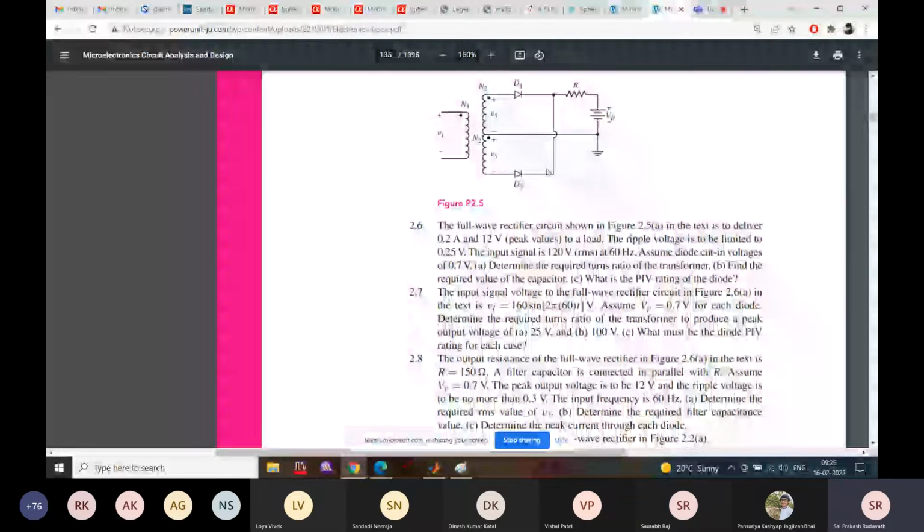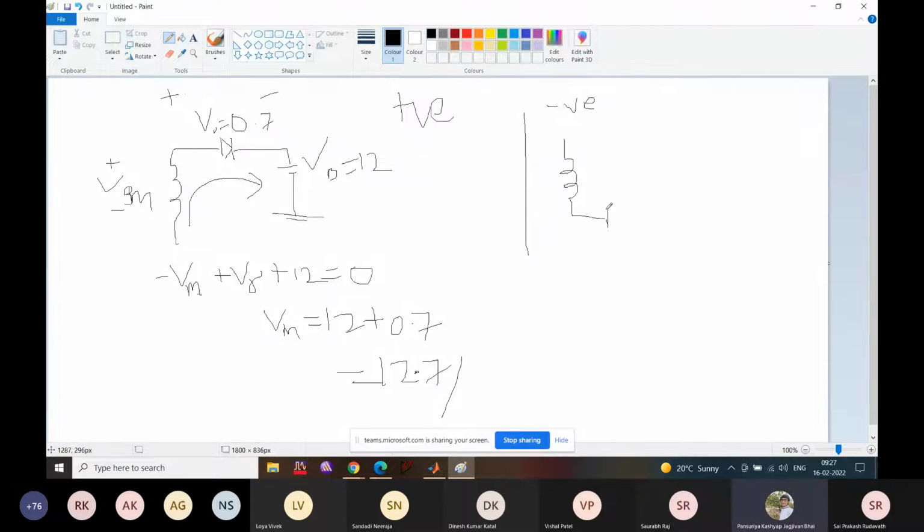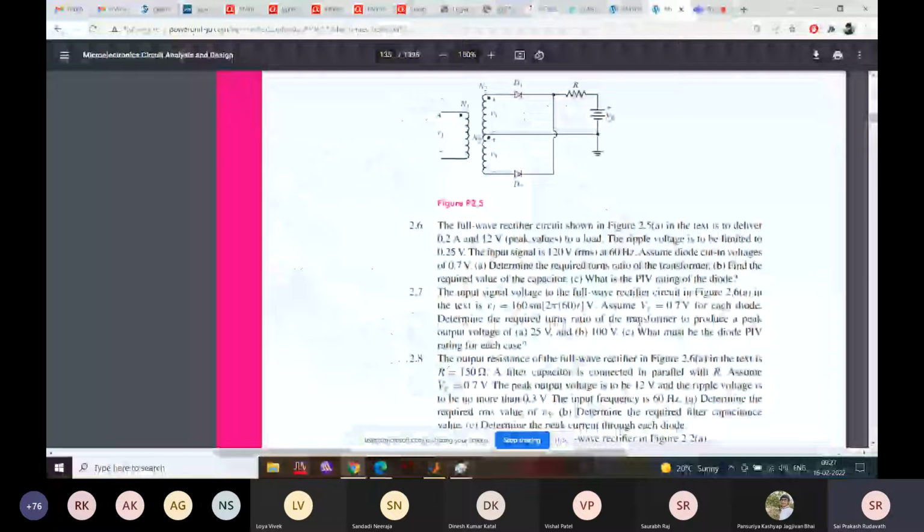What's the value you got for the capacitor? Sir, 7 millifarad. So for the negative cycle, you're getting the maximum value at the positive cycle, no? Yes, sir. I am taking VSS as 12. Now you understood? Yes, sir. Got it. Thank you, sir. Okay, you got the answer right.